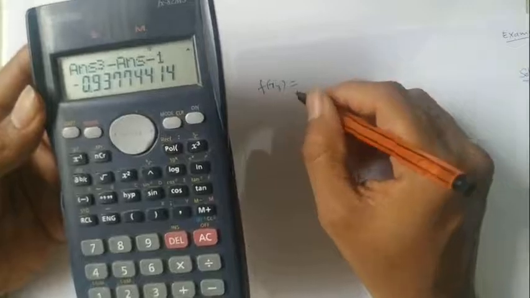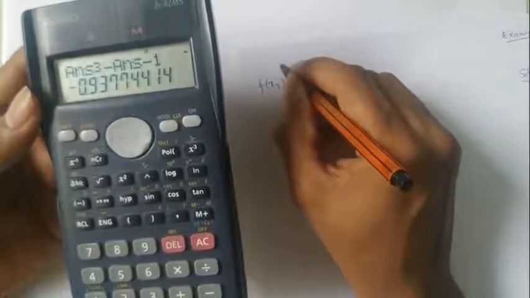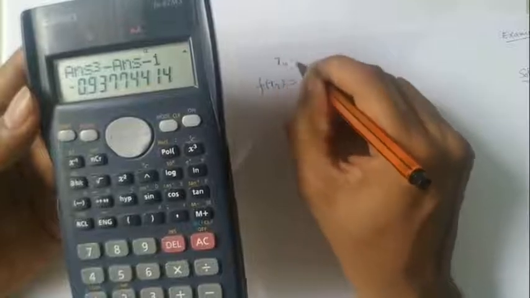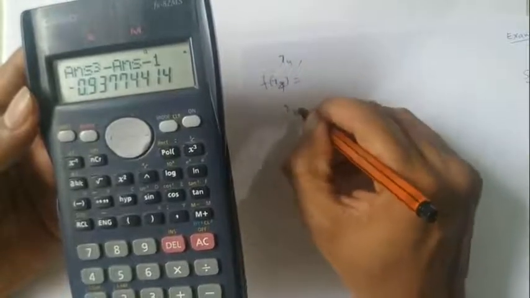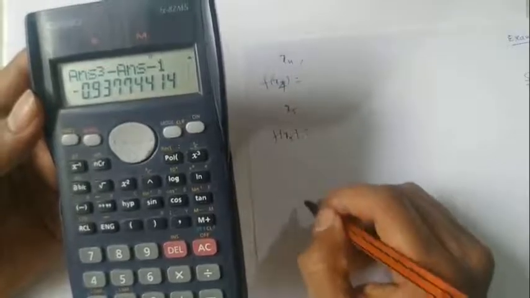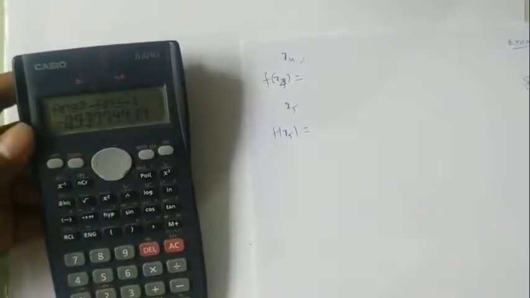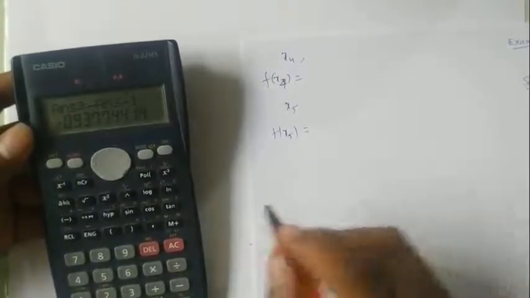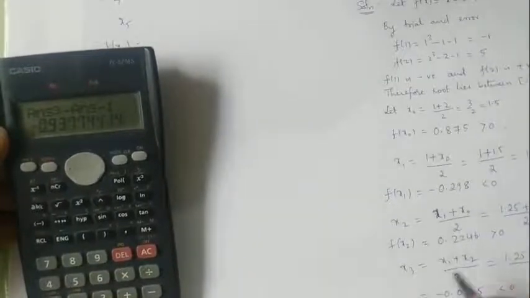Okay. So before that you have to find x4, then you have to check f of x4, x5, f of x5, and so on till we get a required number of accuracy. Okay. Yeah. So now f of x3 is negative.